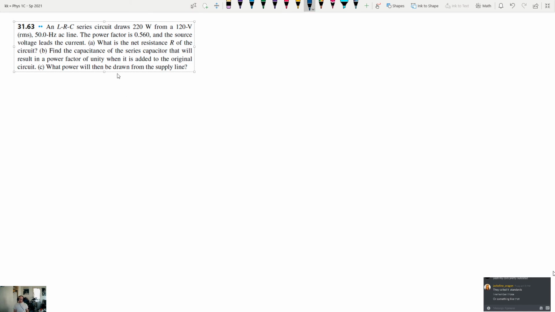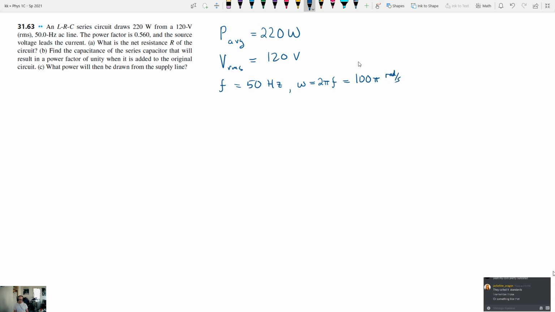So, we have an LRC series circuit that draws 220 watts. That's going to be average power, right? From 120 volts, and it tells you that's RMS. It's pretty standard, like United States, 120 volts RMS. 50 hertz, that would be more like what Europe uses. Now notice, you've got to be really careful with these numbers. When they put hertz, that means it's frequency, and you're going to have to convert this to omega, which you do by getting 2 pi times the frequency. In this case, that's going to be 100 pi radians per second. So don't forget to do this.